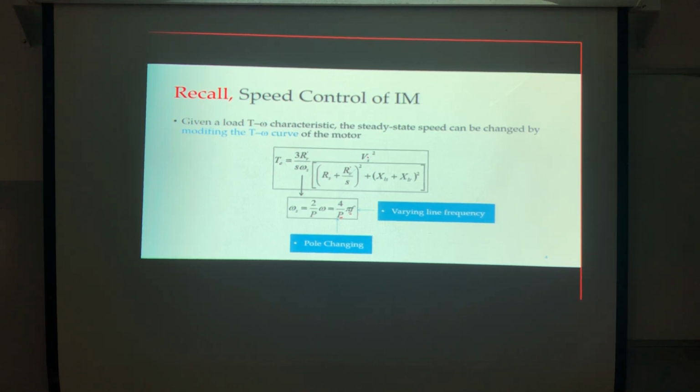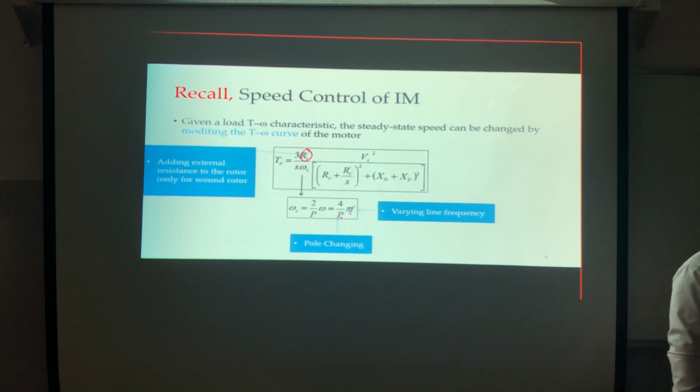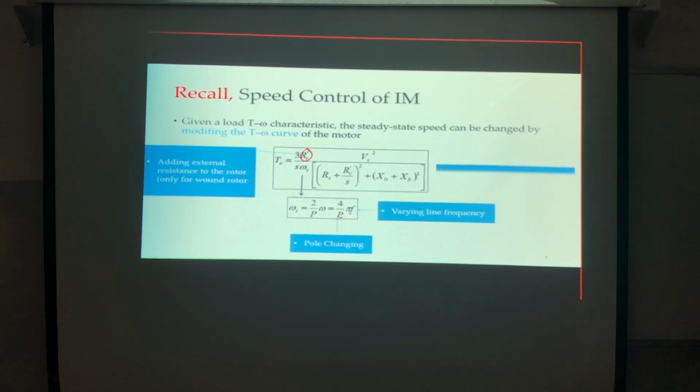What else? R2 if it's a wound rotor. The R_R dash, you know, the rotor resistance. This option is only valid for what? For the wound rotor. And the final one is varying the voltage.